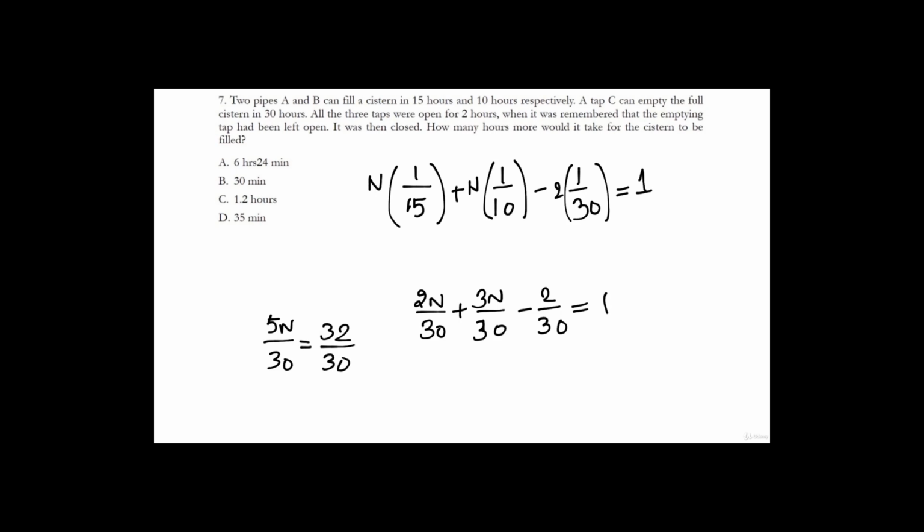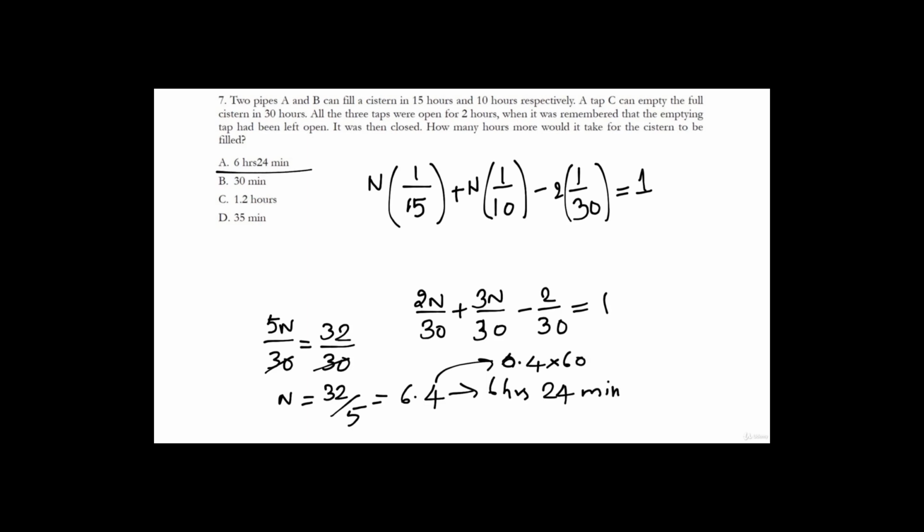So 30 and 30 gets cancelled. N is equal to 32 by 5, which will give 6.4, which can be written as 6 hours and 24 minutes. So 0.4 is multiplied with 60 to get the minutes. So 6 hours and 24 minutes. Option A is the right answer.